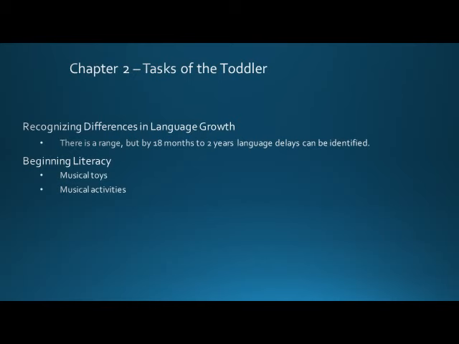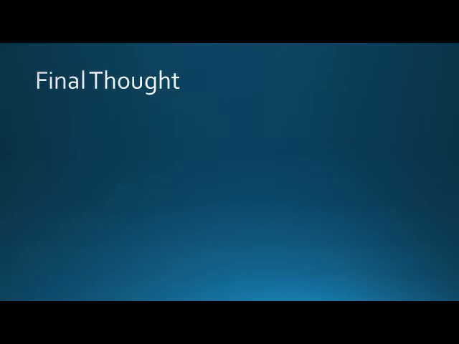We do need to recognize that there are some differences in language growth. In general, there's a range, but by 18 months to 2 years, we should be able to identify language delays. In terms of beginning literacy, we know that using musical toys and musical activities are also very important. And again, it kind of helps us to weed through figuring out if a child is responding to language, kind of developing, moving forward. And that helps children, of course.